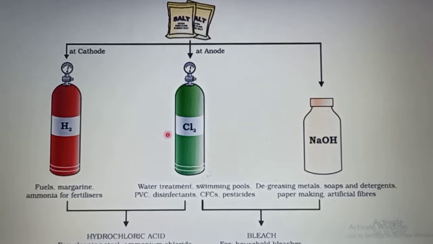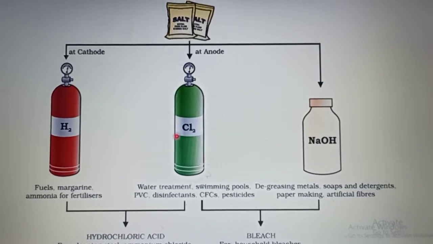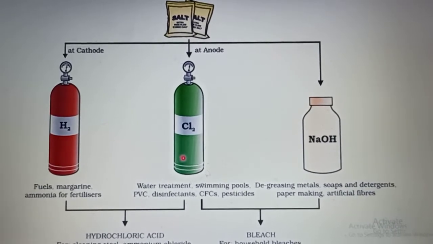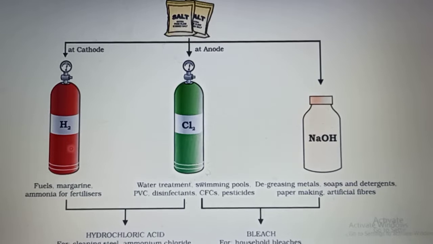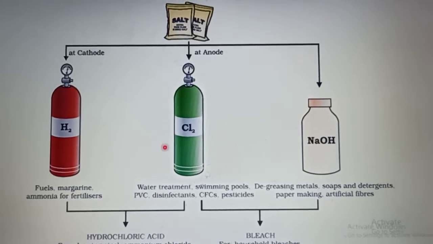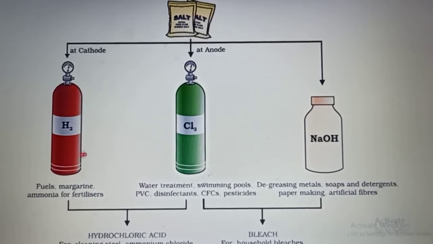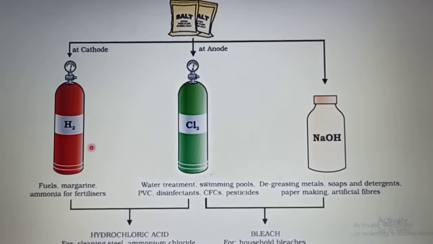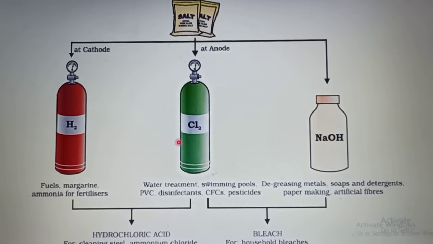Yeah, we are doing the manufacturing of NaOH, but at the same time we are getting hydrogen also and chlorine also. So whenever in a process, along with the product, other things which are produced are also utilized somewhere, these are called byproducts, right? So which byproducts do we get here? That is hydrogen and chlorine.